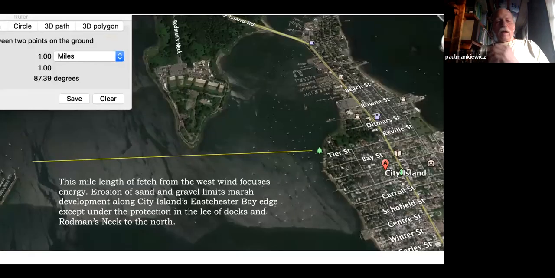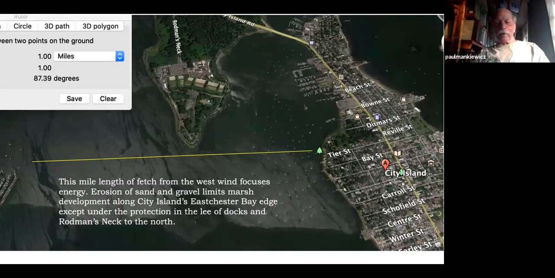So the opportunity for ecosystem development here is pretty large. And of course, the oyster project has been a great start on getting us going. So it's about a mile fetch from across Eastchester Bay. And you want to know that, because that's what drives the wind.